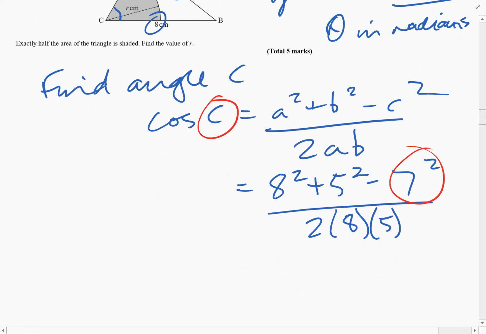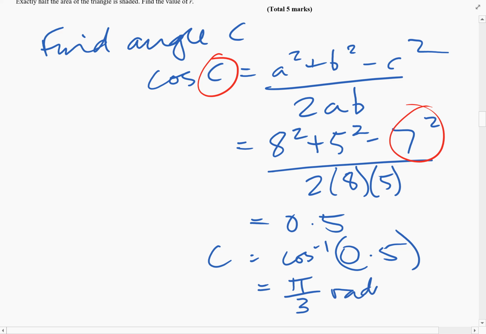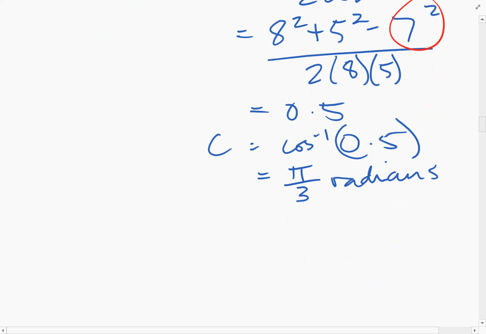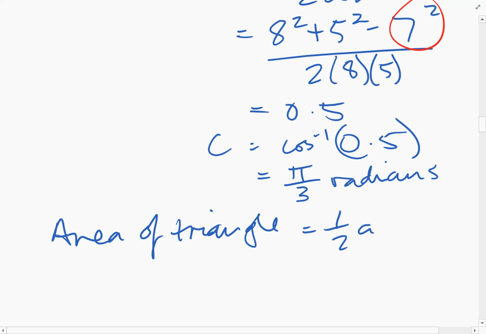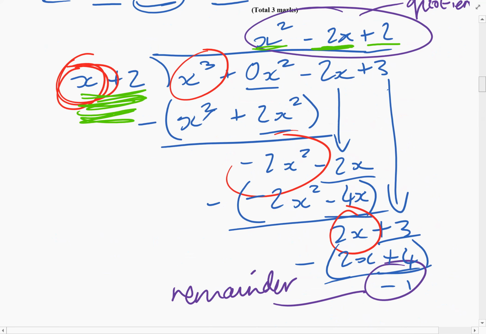So if you work that out, the right hand side is 0.5, and then you need to do inverse cos of that. Like I was saying, I would make sure you're in radians for this, so I would leave this all in radians, and you get pi over 3 radians for angle C. So now we can find the area of that triangle using a half AB sine C. So area of the triangle is a half AB sine C, which is half times 8 times 5 times sine of pi over 3. So keep your calculator in radians, you should get 10 root 3 for that. So the area of the triangle is 10 root 3.